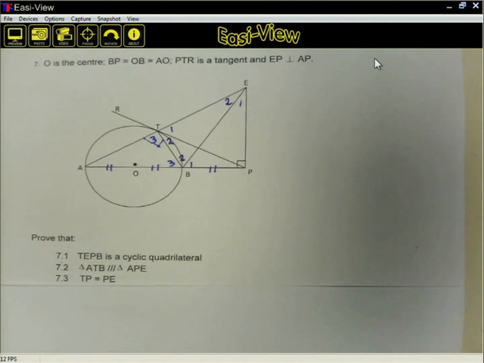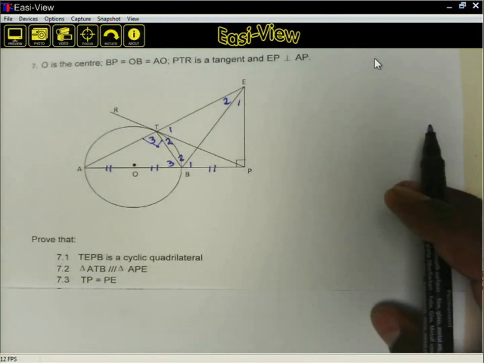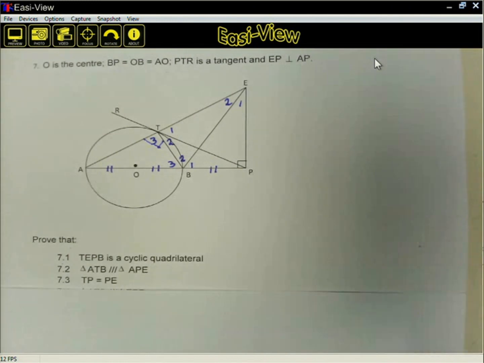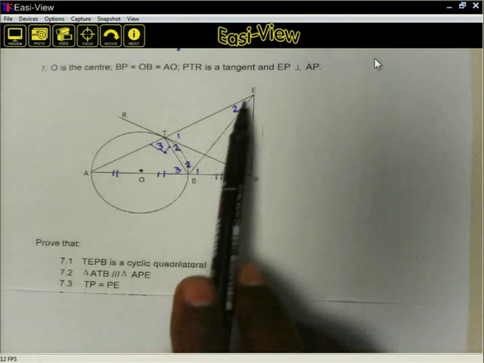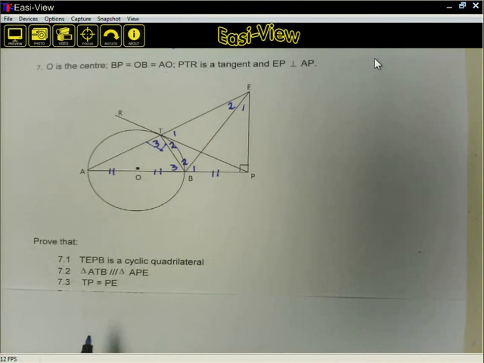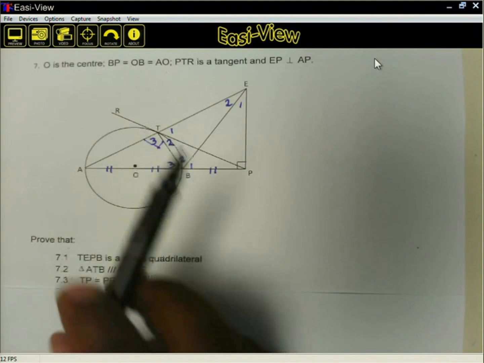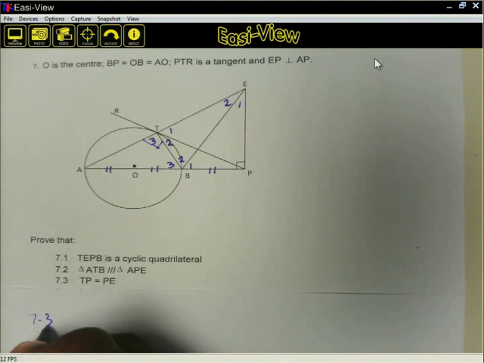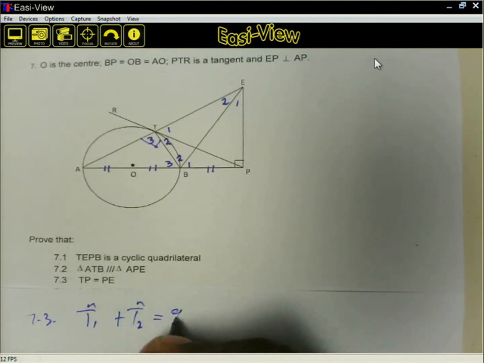Let's carry on with the solution. I gave you 3 minutes to solve it. I hope you've managed. Remember what I indicated to you, that in 7.1 we have proven that TEPB is a cyclic quad. And remember, angle T3 is equal to 90 degrees. That is an angle subtended by diameter. Therefore, if T3 is equal to 90 degrees, it means angle T1 plus angle T2 also gives you 90 degrees.